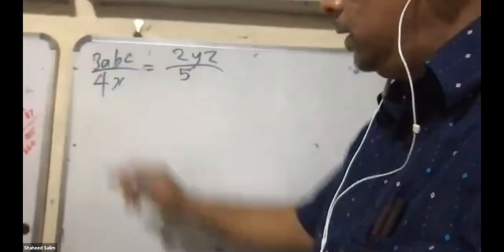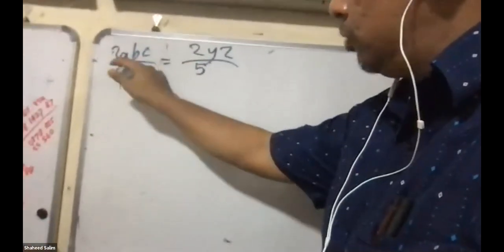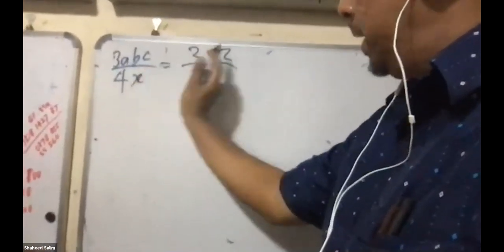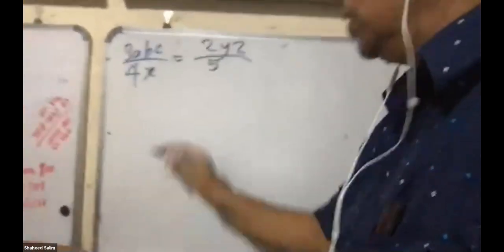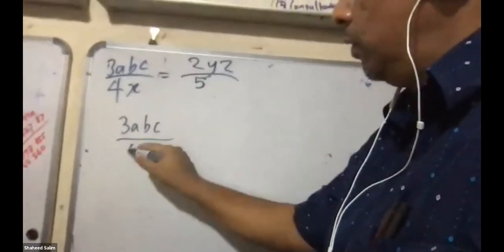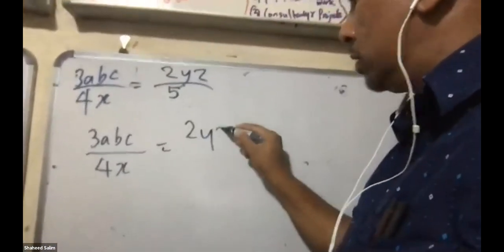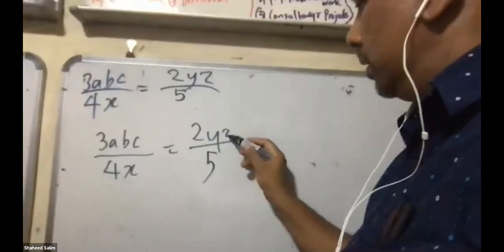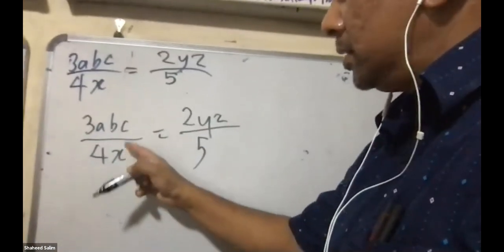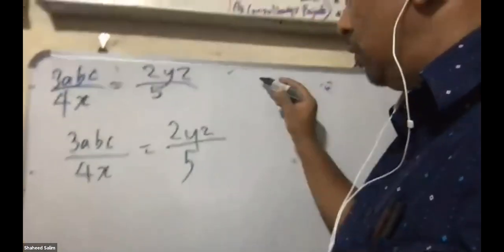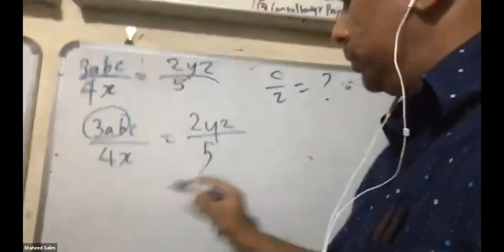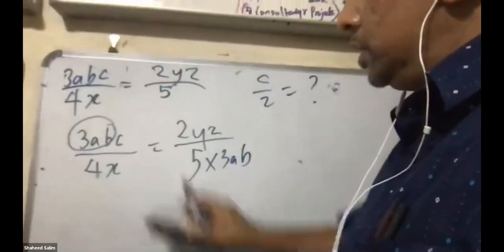Your B, you leave it here. C, you bring. 3A, you bring it here. Z, you bring here. This 4X, bring up. Say how? I show you. So now down here, 3ABC over 4X equals to 2XYZ over 5. Now, let's say we want C over Z equals to what? Leave the C, bring this whole thing down, times 3AB, disappear.